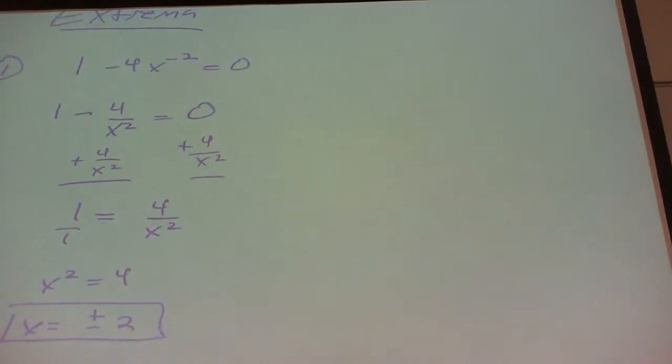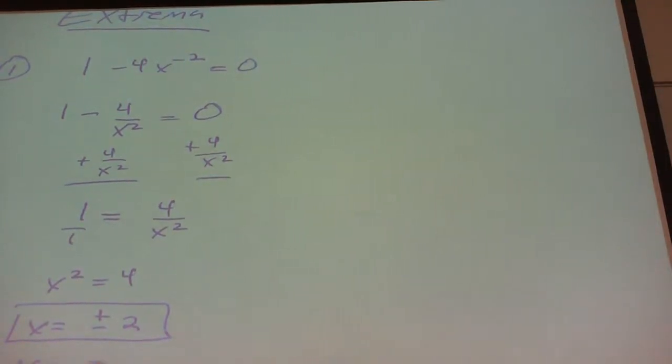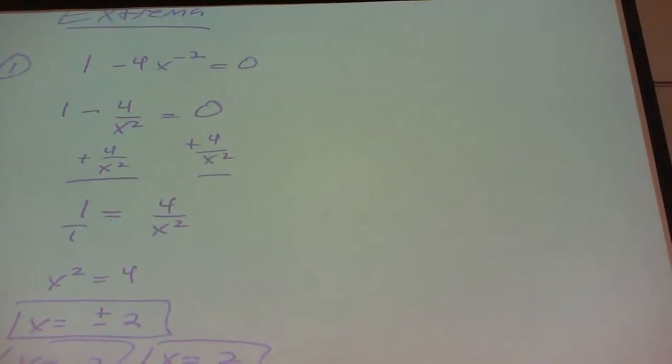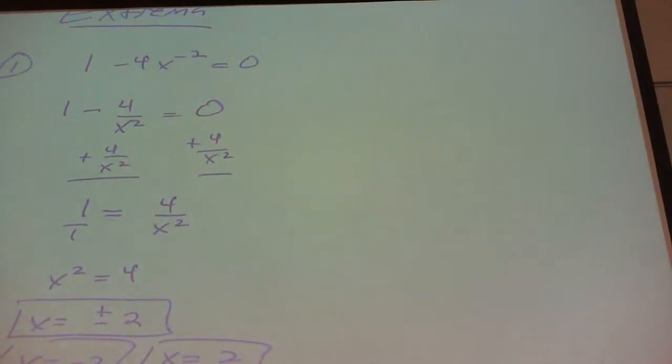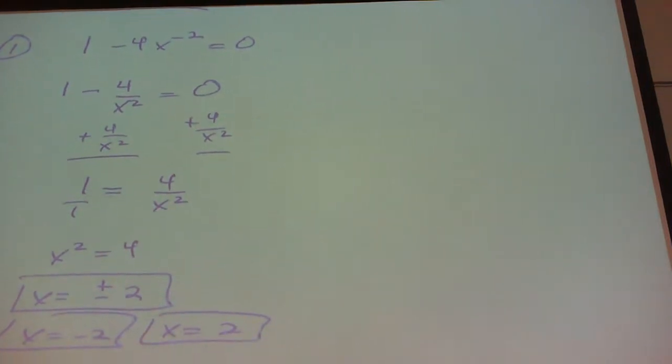Now, algebraically, we got 2 answers. We got x equals negative 2, x equals 2. Now, you could have also multiplied everything by x squared, cleared the fractions. There's other algebra ways of doing it. But does everybody see how I got negative 2 and 2? Are we okay?